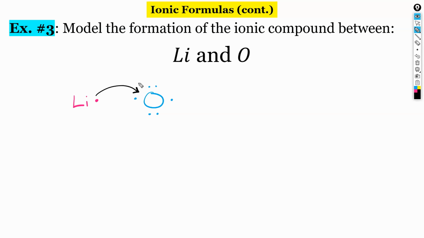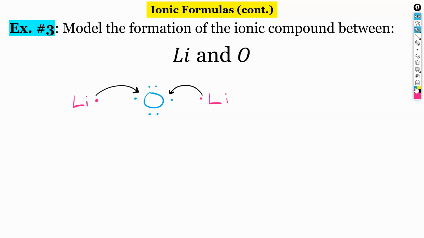So lithium will give its valence electron to oxygen, but lithium's cool. Lithium gave away its 1 valence electron, but oxygen, not so much. Oxygen still only has 7. It needs 1 more. So we're going to add another lithium here. Okay, so lithium has 1, and lithium will give that away to oxygen here.